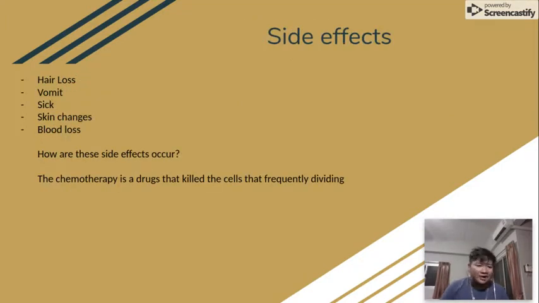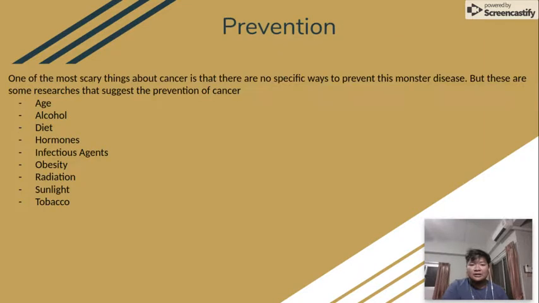How these side effects occur is mostly because of the drugs you're using. For chemotherapy, the drug kills the cells that frequently grow. Your eye cells and hair cells frequently grow, so it will kill them immediately.